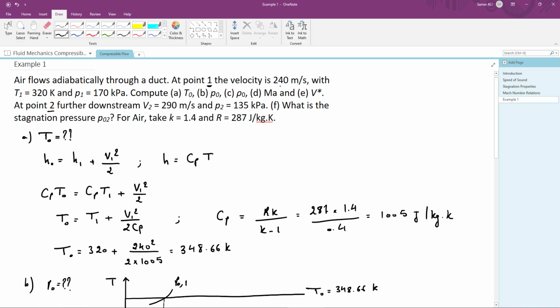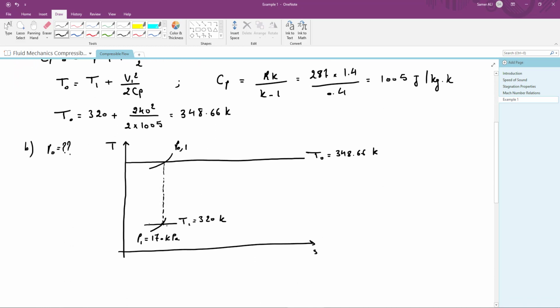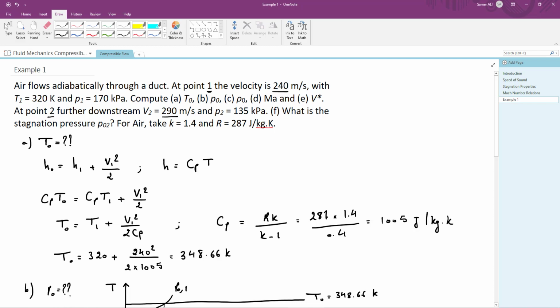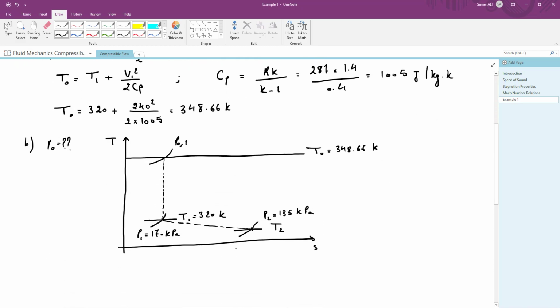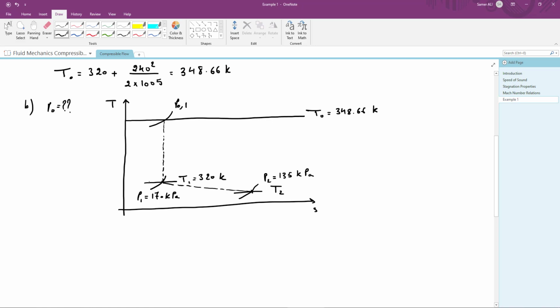So the velocity of air will increase from 240 to 290 meters per second, and also the pressure will decrease. For this adiabatic process, we know that the entropy of air will increase. So here we have this adiabatic process from state 1 to state 2, where we have a temperature T2 and the pressure P2 is 135 kilopascal. I'm drawing this process till we reach a lower temperature T2, because as we said before, as the velocity of air increases, the temperature of air will decrease. That's why I'm drawing point 2 below point 1.